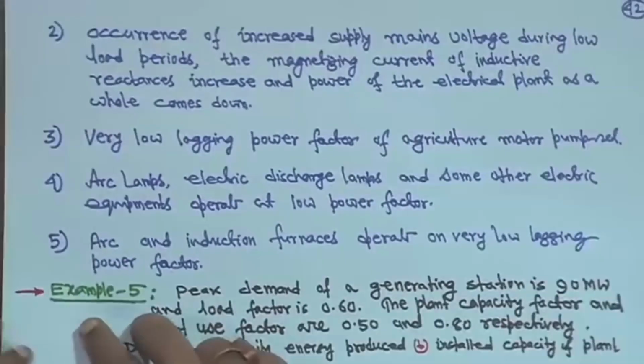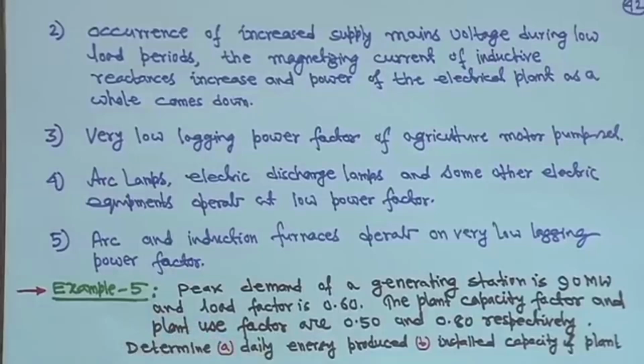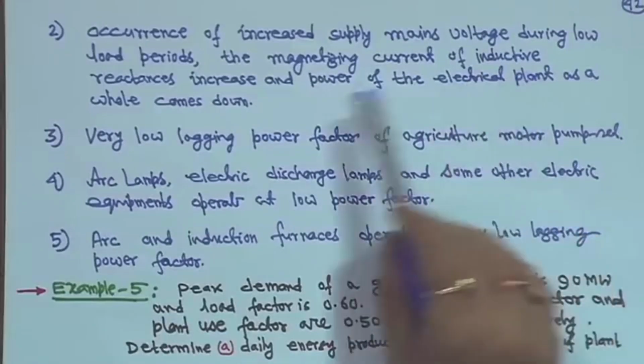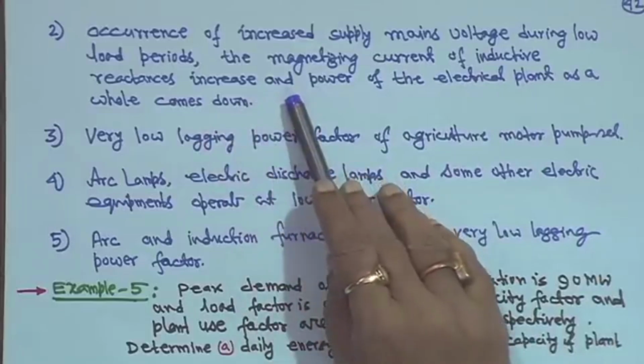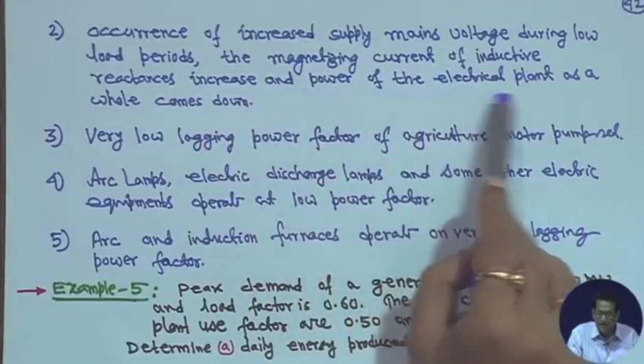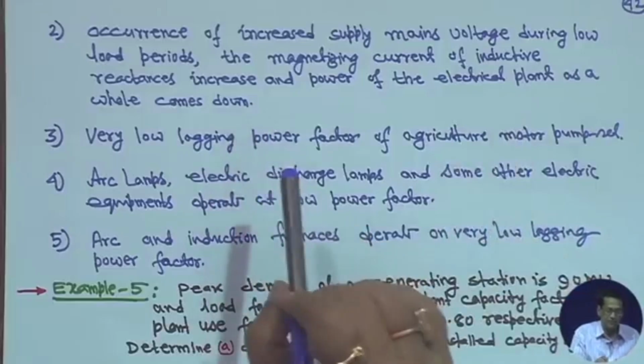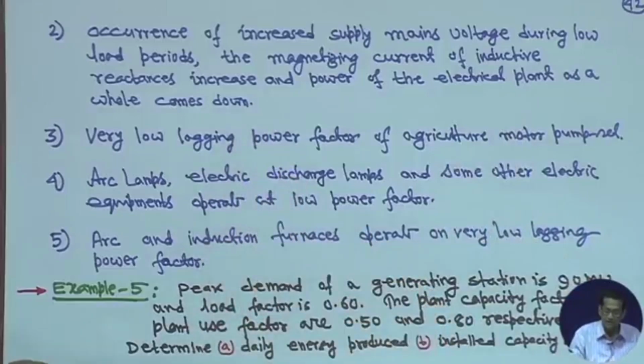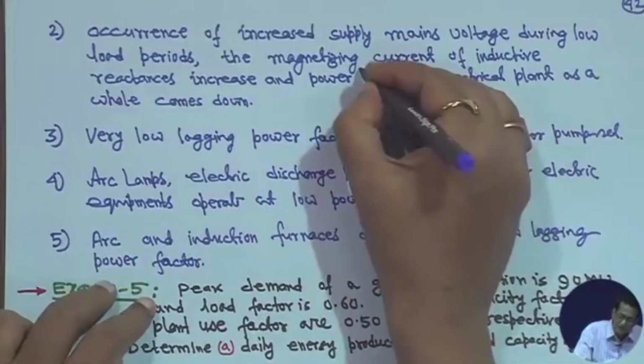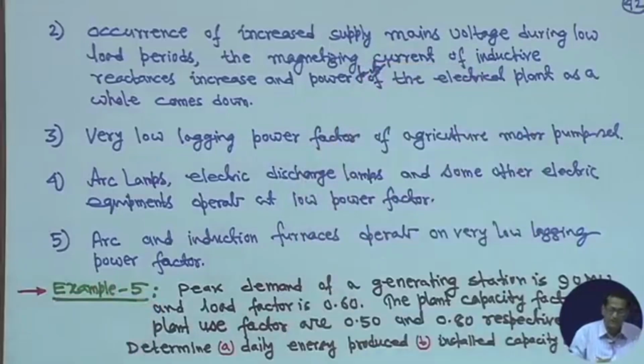The second one is occurrence of increased supply main voltage during low load periods, right. The magnetizing current of inductive reactances increases and the power factor of the electrical plant as a whole comes down, right.